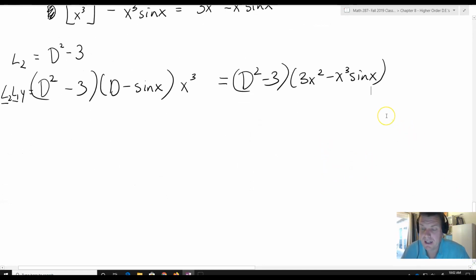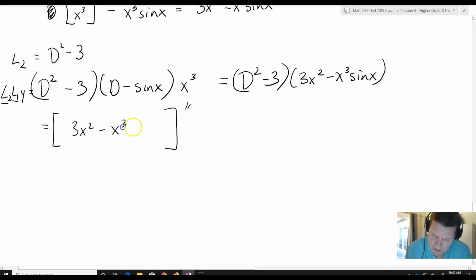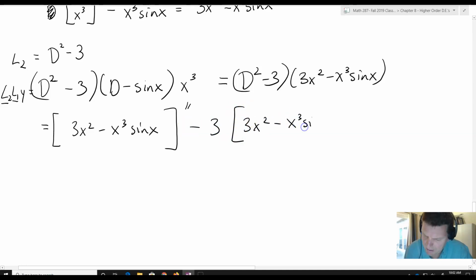And it changes things so that it doesn't allow us to do that kind of factoring that we were going to be doing before. So this ends up giving me the second derivative, which is going to take a little bit, of 3x squared minus x cubed sine x, minus 3 times 3x squared minus x cubed sine x. And this now, okay, let me just actually do the first derivative first.